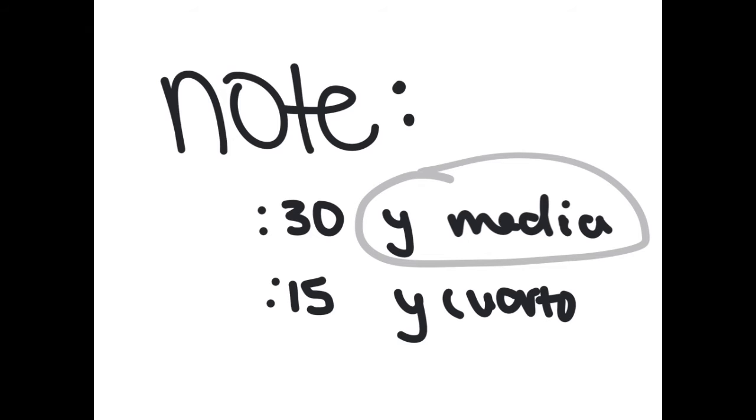Something to note is that if you're trying to say 4:30, you don't say y 30, but instead you say y media. And then if you're trying to say something 15 for the time, you say y cuarto. And that's just because when you're saying 30, it's like the middle of the hour, and cuarto is like the quarter of the hour. So that's why anything 30 is y media, and anything 15 is y cuarto.